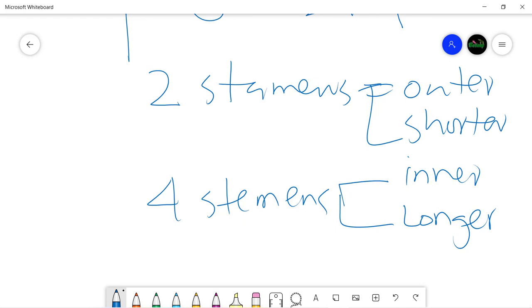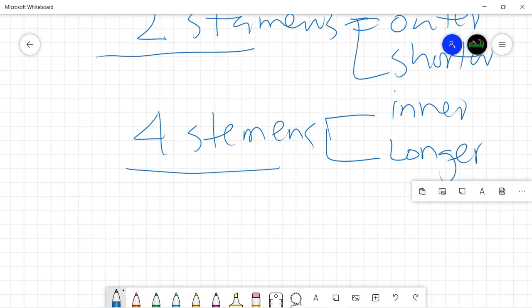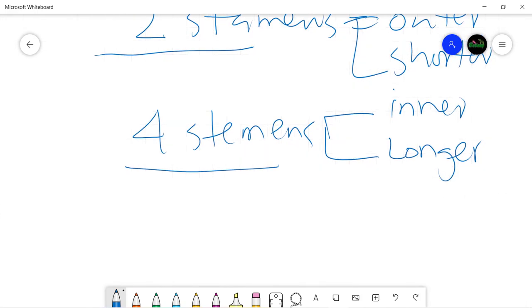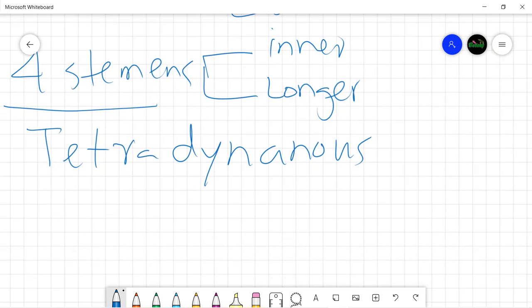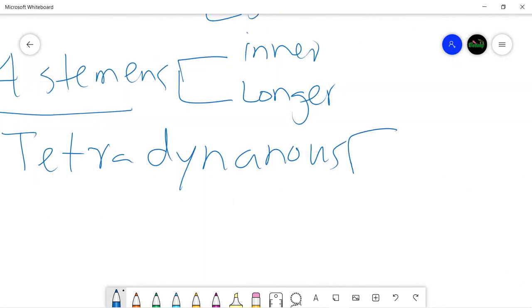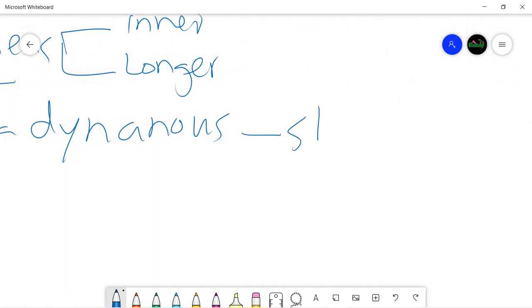So this is their arrangement in two whorls. The outer whorl consists of two stamens, which are shorter in length, and the 4 inner stamens are longer in length, and as we have seen in the diagnostic characters of the family, such a condition is known as tetradynamous condition. So let's go through this term once more. Tetradynamous, and that is, we have stamens.